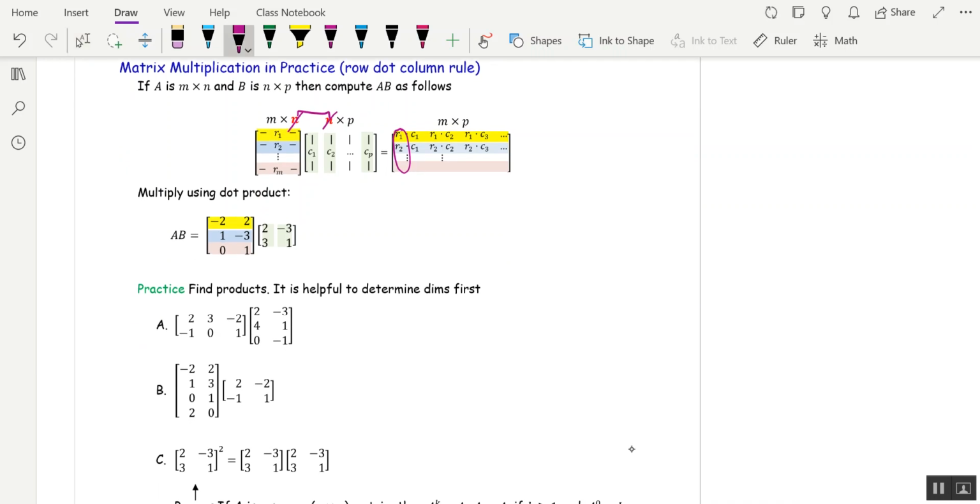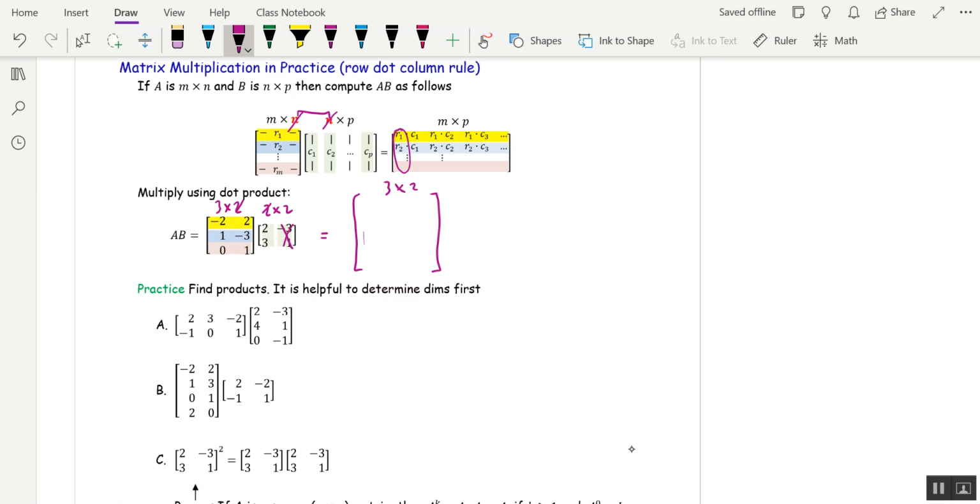Multiply using the dot product. So pretend the second column isn't even there. If it weren't there, we would know exactly how to do this. This is a 3 by 2, and I'm multiplying by a 2 by 2, so my final matrix will be a 3 by 2. We're going to start by doing the first column, and then we'll do the second column.